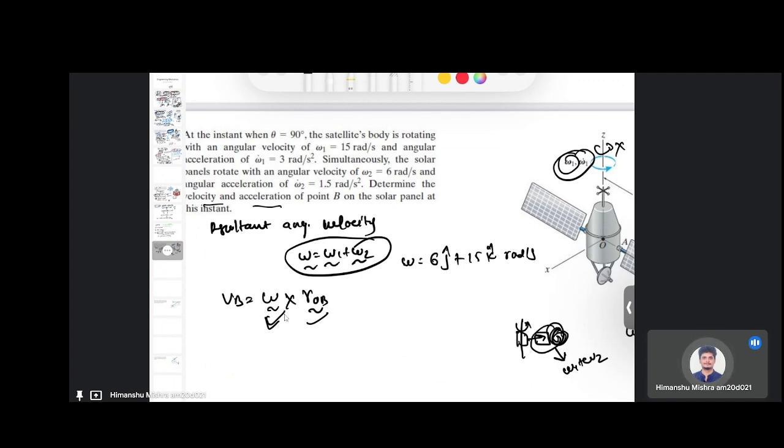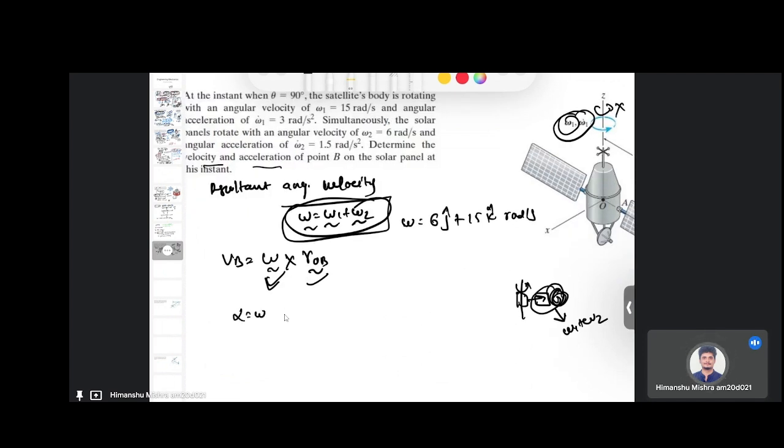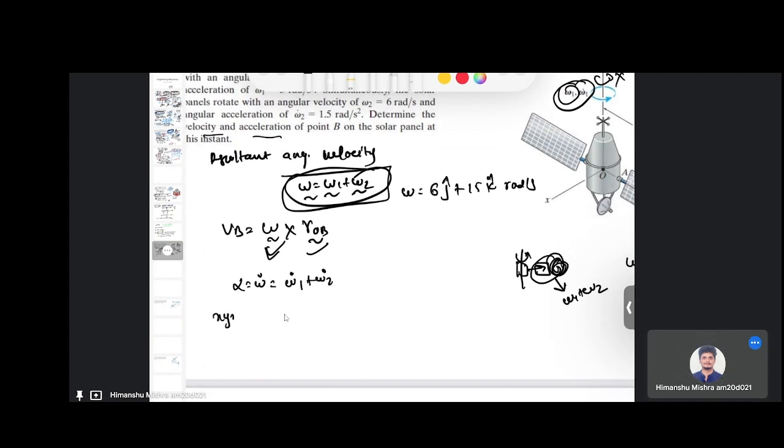Now we need to determine the angular acceleration. So we take the time derivative of this, and we will get omega 1 dot plus omega 2 dot. Now let's say if my xyz is a moving frame, then I can define the rate of change of a vector as the rate of change of this vector in the moving frame plus the rotation of this moving frame with respect to the same vector A. All this is in vector quantity.